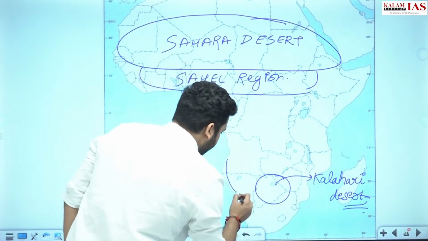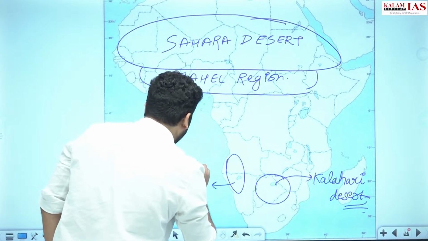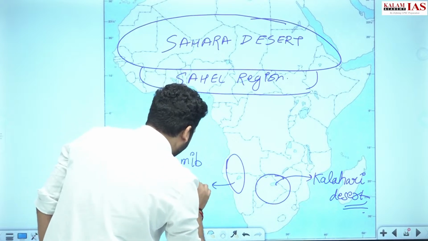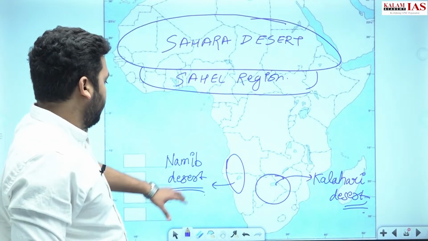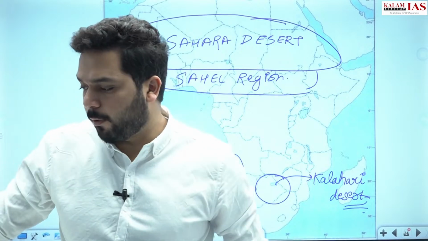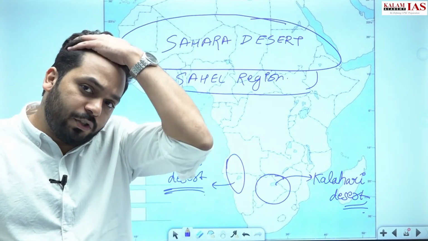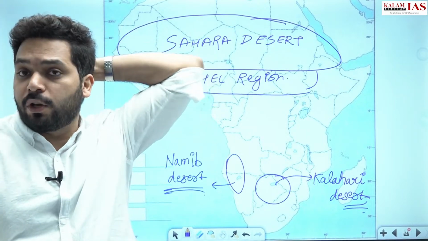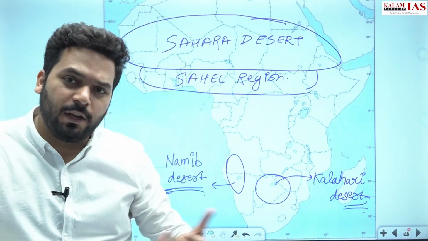Okay, towards Namibia, in the region we have Namibia. This country is very popular. It was also very popular because of the cheetah population, rehabilitation of cheetah in India, reintroduction of cheetah in India. So Namibia was in news. This is Namib Desert. The country is Namibia.